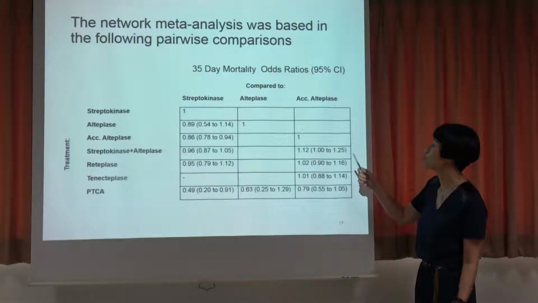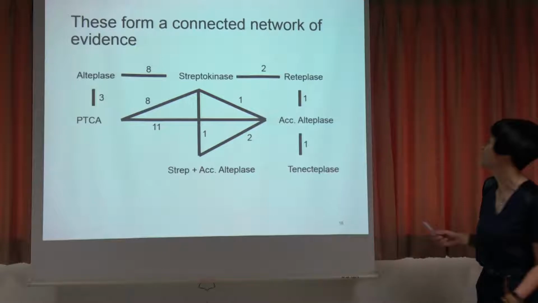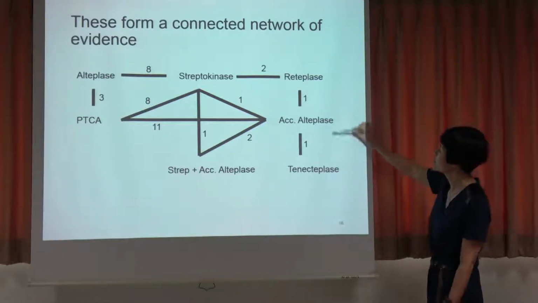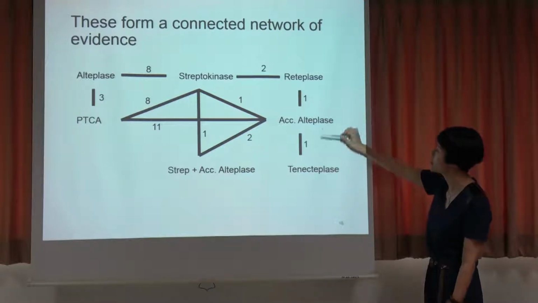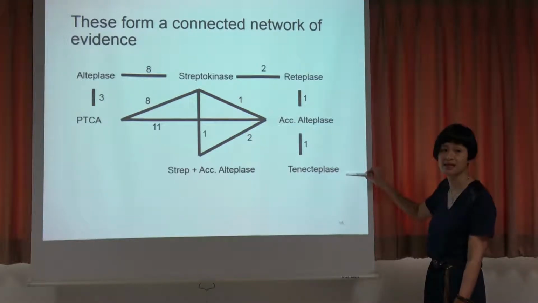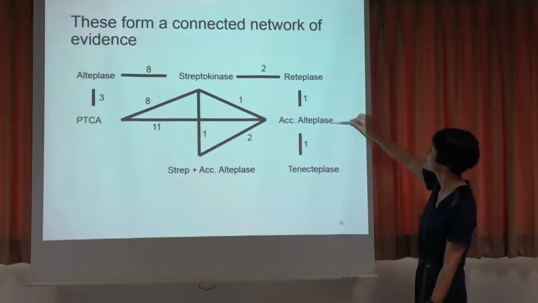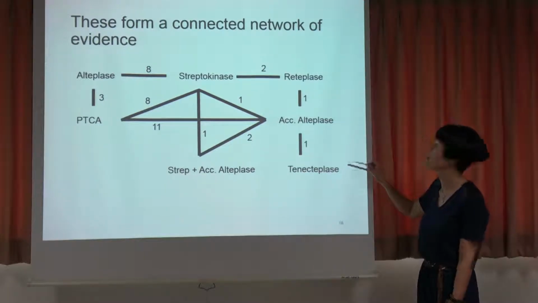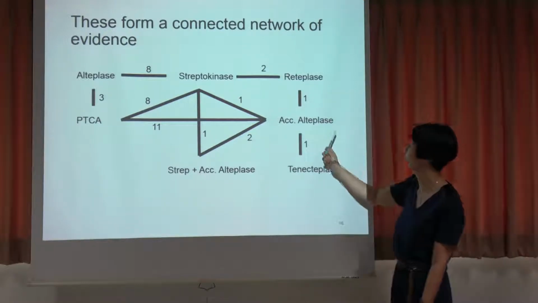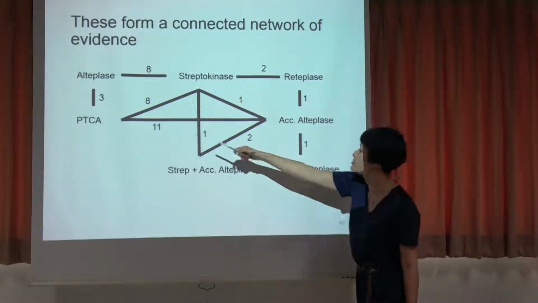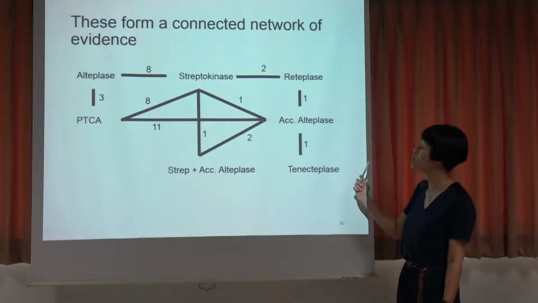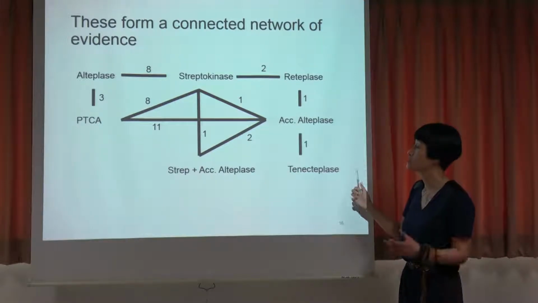My slides are way ahead of me today. I must have put a timer on it. So here, basically, what this is saying is there was one trial comparing accelerated alteplase and tenecteplase, and another trial that compared accelerated alteplase to reteplase. There's a line between these two, and a number indicating the number of trials available. There's a large number of trials comparing accelerated alteplase and PTCA across the way. There are 11 trials doing that. So this is a network. This is your network of evidence.